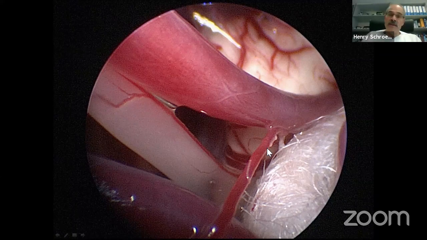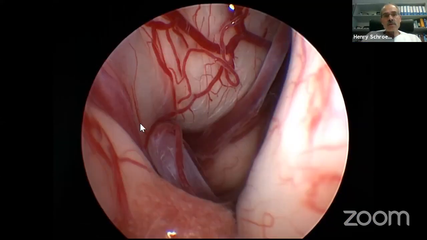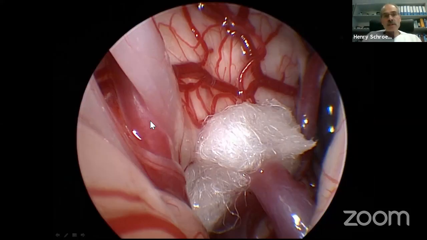The patient's complaints resolved. This is ICA and PICA sandwich compression, which can always be seen. You see the ICA running here, ICA coming from below, and the nerve is in between, a sandwich compression between the ICA loop and PICA.